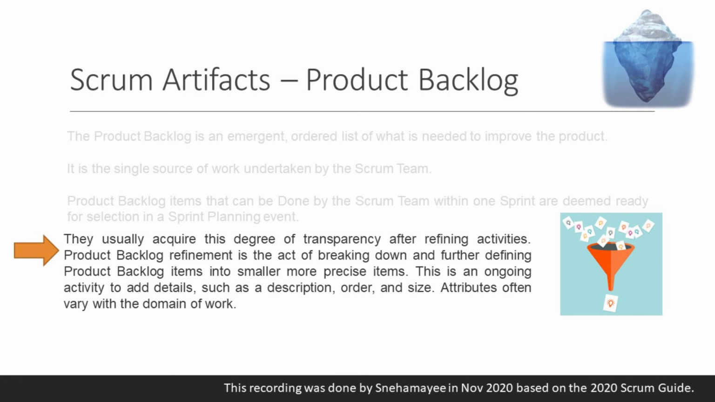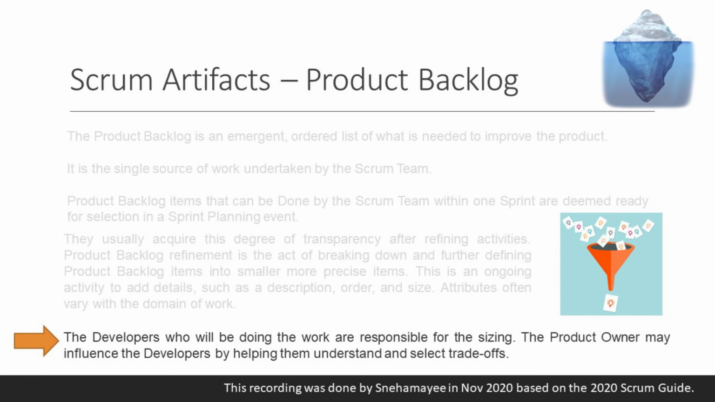after refining activities. Product backlog refinement is the act of breaking down and further defining product backlog items into smaller, more precise items. This is an ongoing activity to add details such as description, order, and size. Attributes often vary with the domain of work. The developers who will be doing the work are responsible for the sizing. The product owner may influence the developers by helping them understand and select trade-offs.